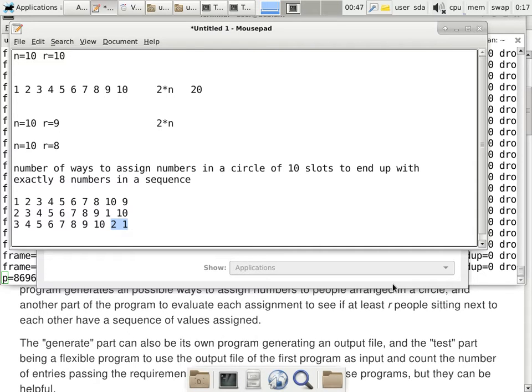Okay. So now we have 3 of these, and then each one has 10 rotational positions, and then reverse counting will double it. So now we end up with what? 60.